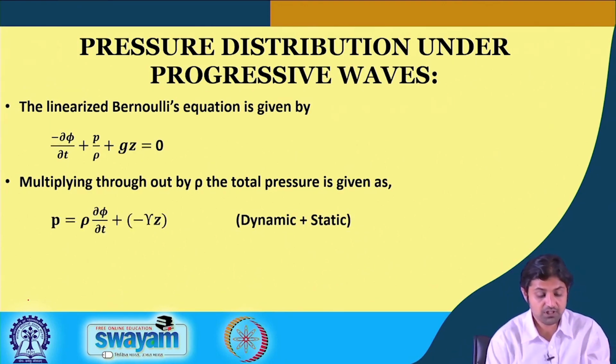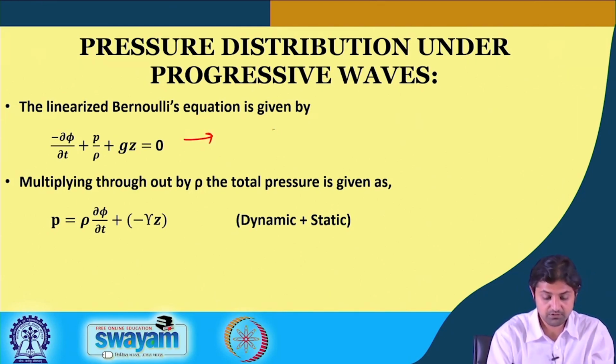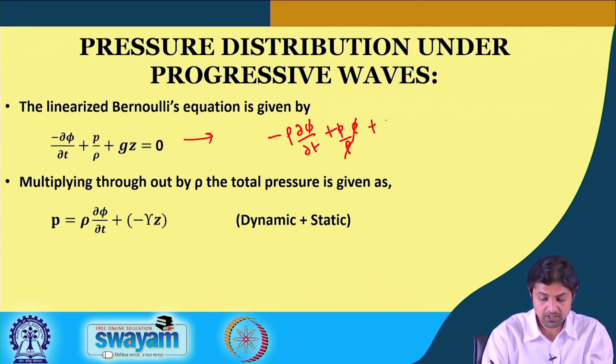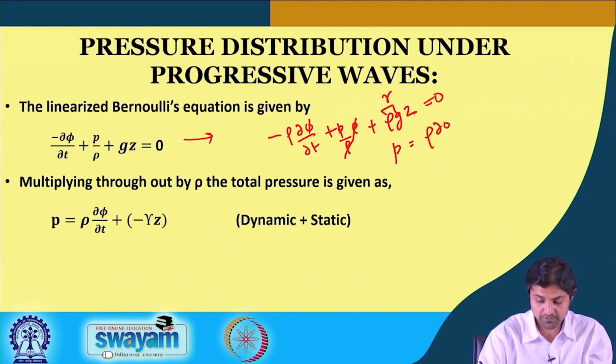If we take p on the other side, it can be written as rho del phi del t. So, we multiplied by rho, so it becomes minus rho del phi del t plus p, because rho gets cancelled here, plus rho gz, and this can be written as gamma z. So, p can be written as, if this goes on the other side, rho del phi del t, and this one becomes minus gamma z.